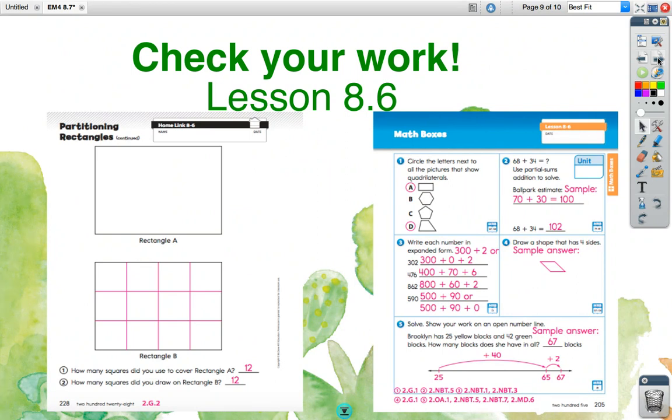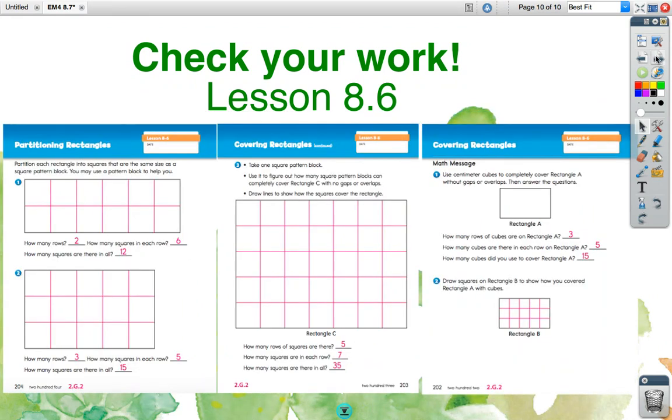Be sure to check your work from lesson 8.6. Here's the home link page and the math box page. Pause if you need more time. Here are your math journal pages. Great job today!